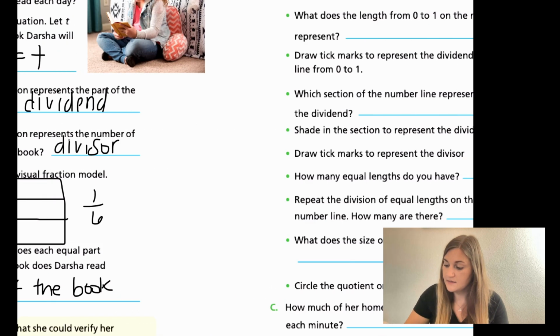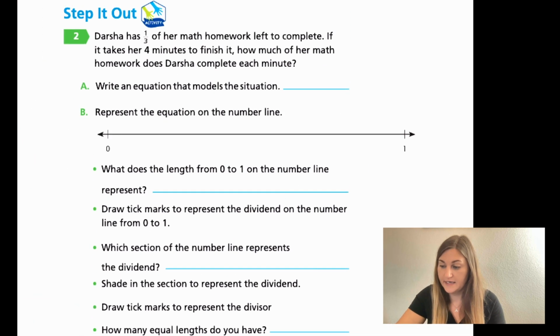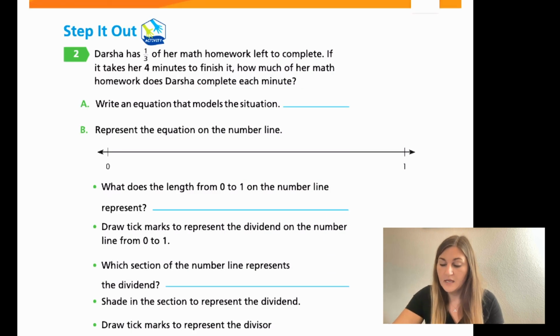All right, moving on to the next page on page 280. This one's a long one. There's lots of steps, but it's all related to the number line. So for 2, it says Darsha has 1/3 of her math homework left to complete. If it takes her 4 minutes to finish it, how much of her math homework does Darsha complete each minute? So I had 1/3 of my math homework, 4 minutes to finish. How much did I finish each minute?